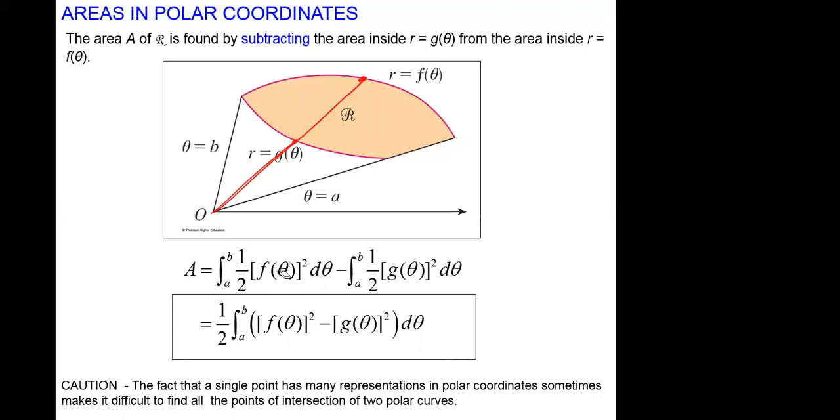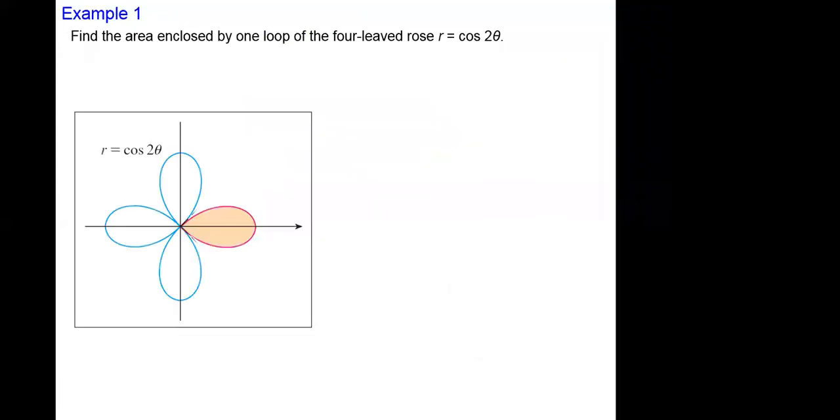But still, it's the formula for the area of a sector of a circle: 1/2 r squared d theta, 1/2 r squared d theta, and everything from A to B. Okay, let's do the first one.